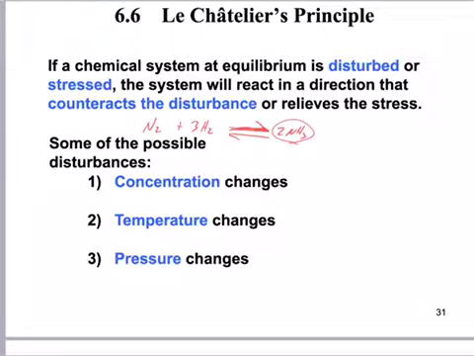how do we use this equilibrium? We use what is known as Le Chatelier's principle. Okay? Le Chatelier's principle states that a system in equilibrium, if it's disturbed or stressed, will move the equilibrium such that it removes the disturbance or relieves the stress. Okay? And the three disturbances we're going to talk about are concentration changes, temperature changes, and pressure changes.